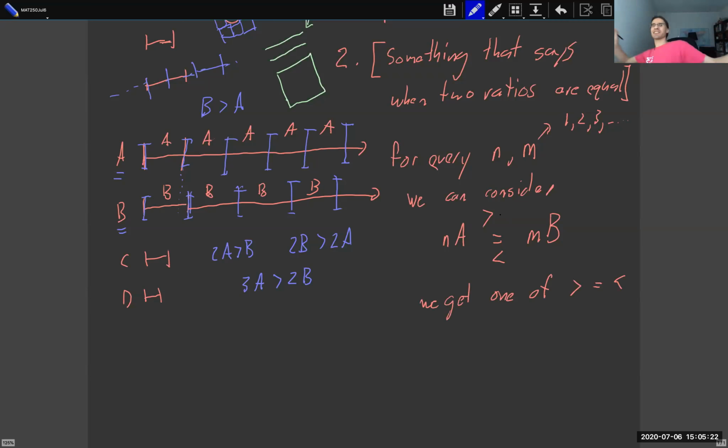Now, here's the brilliant Eudoxus step. A ratio consists of the information of which one of these possibilities it is for every single pair of numbers. So a ratio is this information.